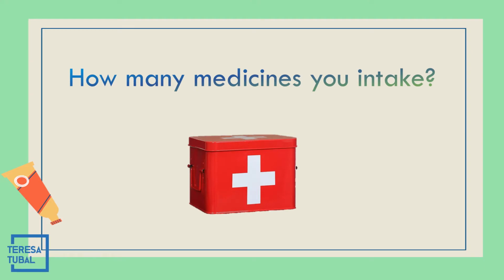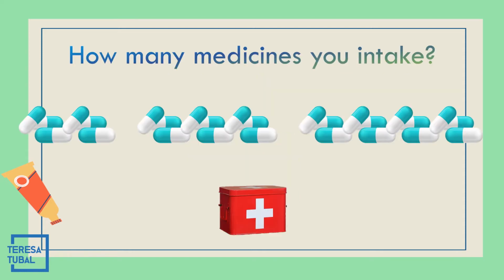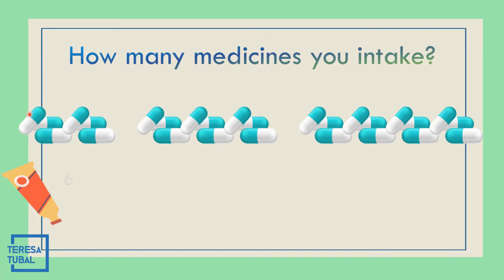How many pieces or how many medicines you intake? We need to count how many capsules. First, 1, 2, 3, 4, 5, 6. So we have 6 medicines. Right here, 1, 2, 3, 4, 5, 6, 7, 8, 9. So we have 9. 1, 2, 3, 4, 5, 6, 7, 8, 9, 10, 11, 12. So 12. And then afterwards, let us add.